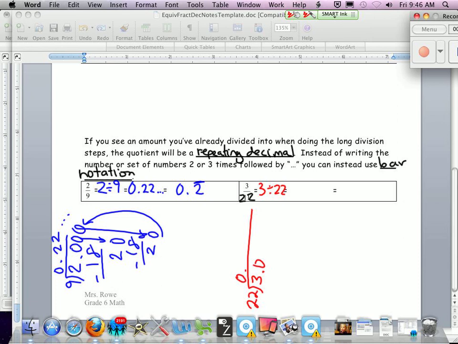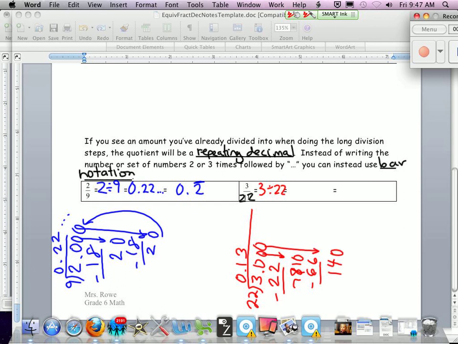22 goes into 30 one time. So I go ahead, 1 times 22 is 22, I subtract, I get 8. So I bring down another 0. And now 22 goes into 80, let's see, not 66, so 3 times. Because if I did 4 times, it would be 88. So 66, and then I subtract here, and I'm going to get 14. So I bring down another 0.